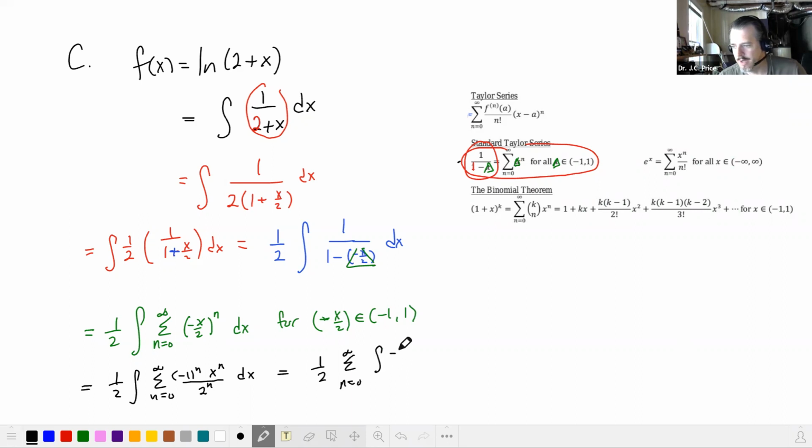So the integral of negative 1 to the n times x to the n divided by 2 to the n dx. And if I want to be really good about this, I could just pull out all the stuff that is constant and just leave the stuff that's being integrated left over. So this is really equal to 1/2 the sum n equals 0 to infinity. You can see that negative 1 to the n doesn't really matter for the integral because it's a constant. The 2 to the n doesn't matter because it's a constant. And then we have the integral of x to the n dx.